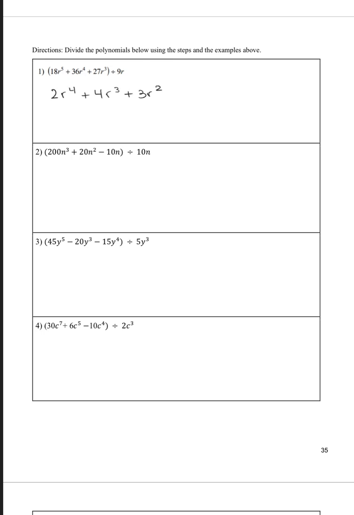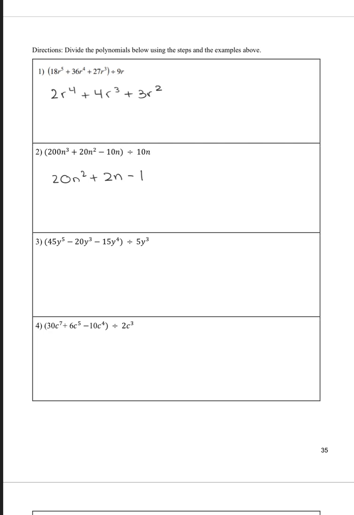All right, so for number 2, you have 200n cubed plus 20n squared minus 10n, divided by 10n. So again, you can rewrite this in fraction form to help you, or if you can mentally do it, that is completely fine as well. So I have 200 divided by 10, which gives me 20. n cubed divided by n gives me n squared. 20 divided by 10 gives me 2. n squared divided by n just gives me n. And then I have negative 10 divided by 10, which gives me a negative 1. And then my n's are going to cancel out because, again, we have n to the 0, and that becomes 1.